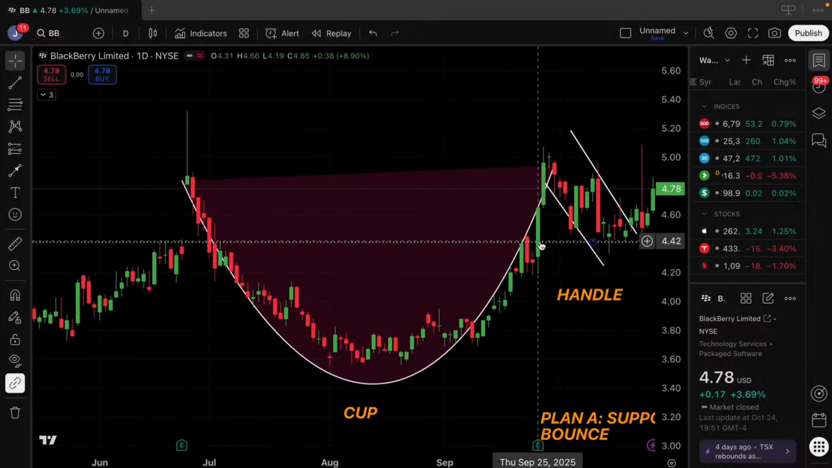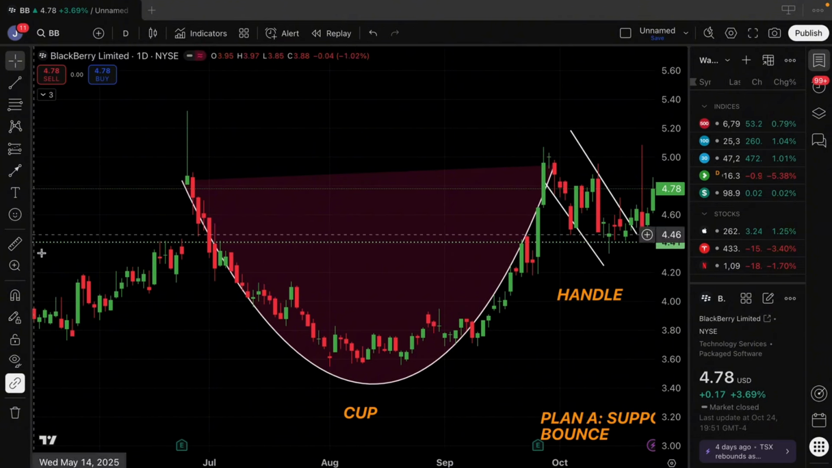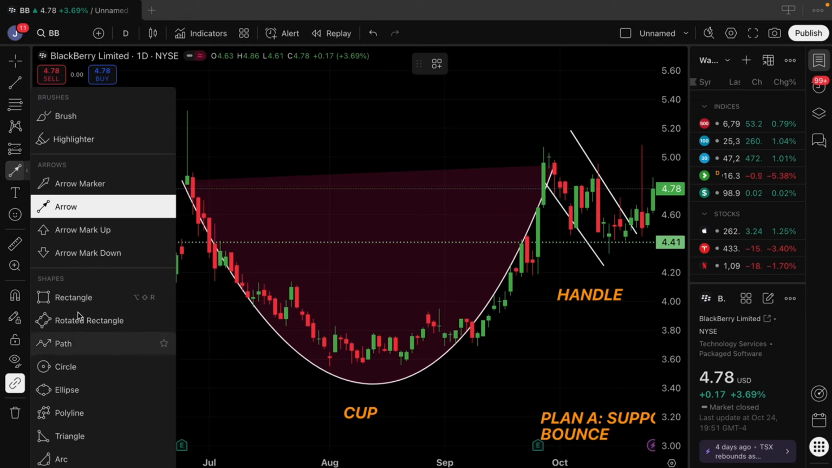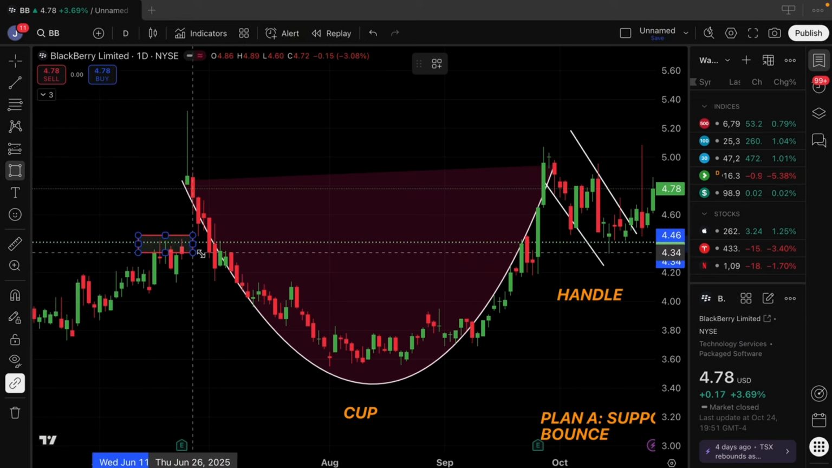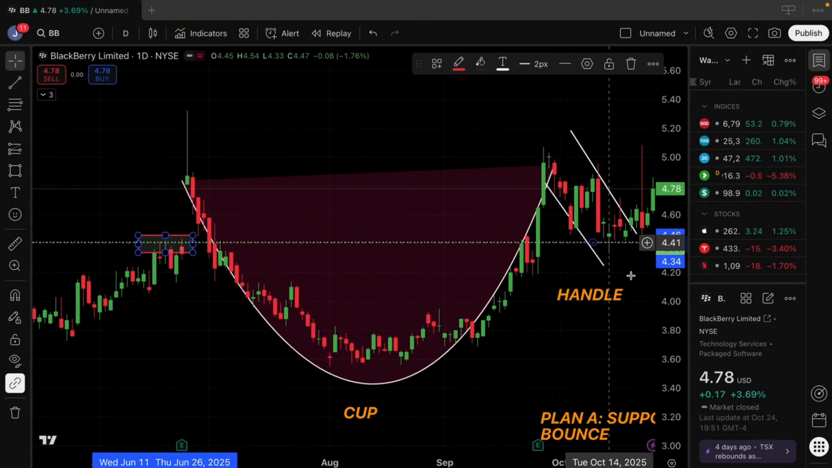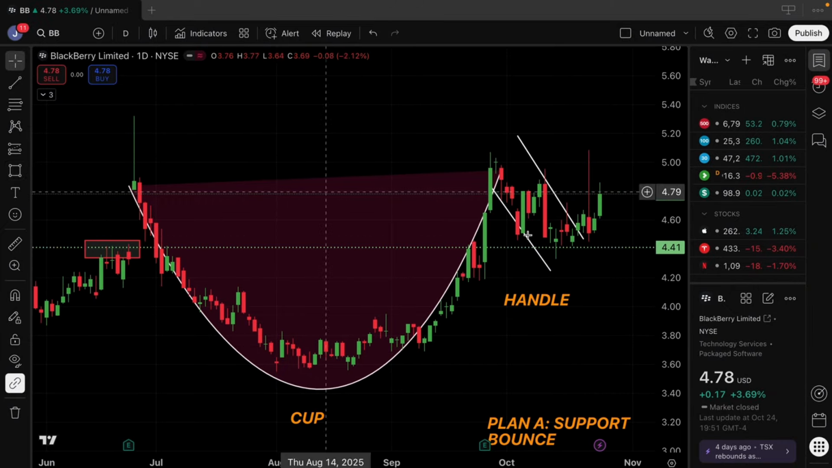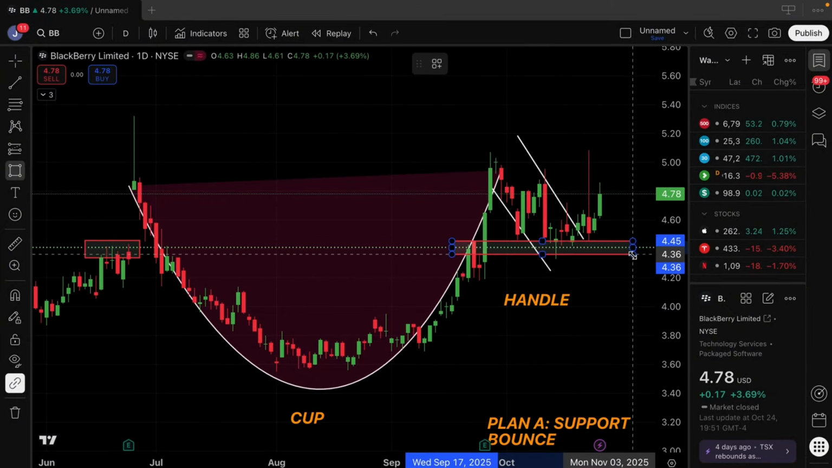Okay, get on this side. It finally breaks this resistance again. And so now we want to see that this old resistance here acts as a support level to hold up over here for our handle. And as you can see, that's literally exactly what it did right up in here.